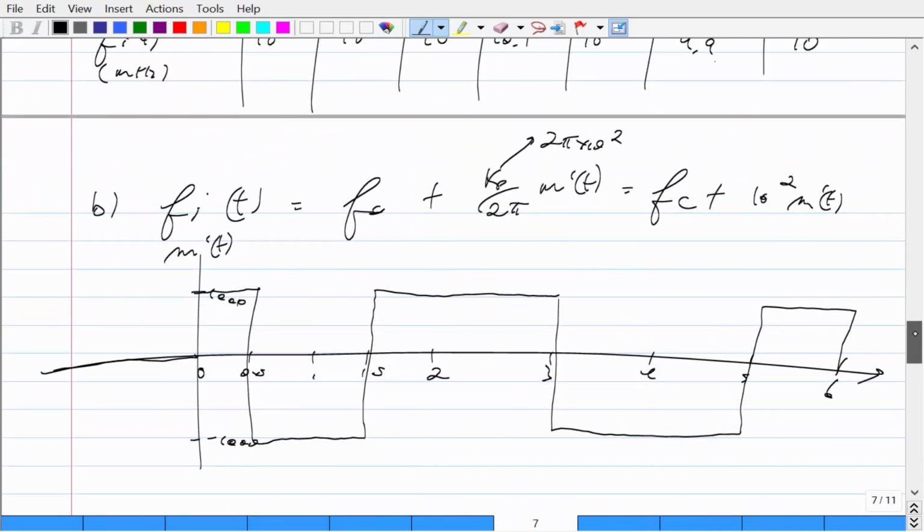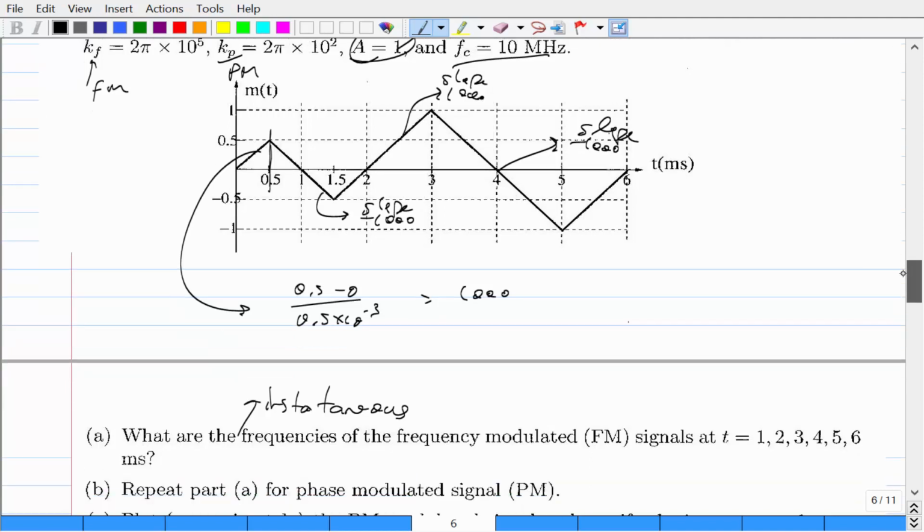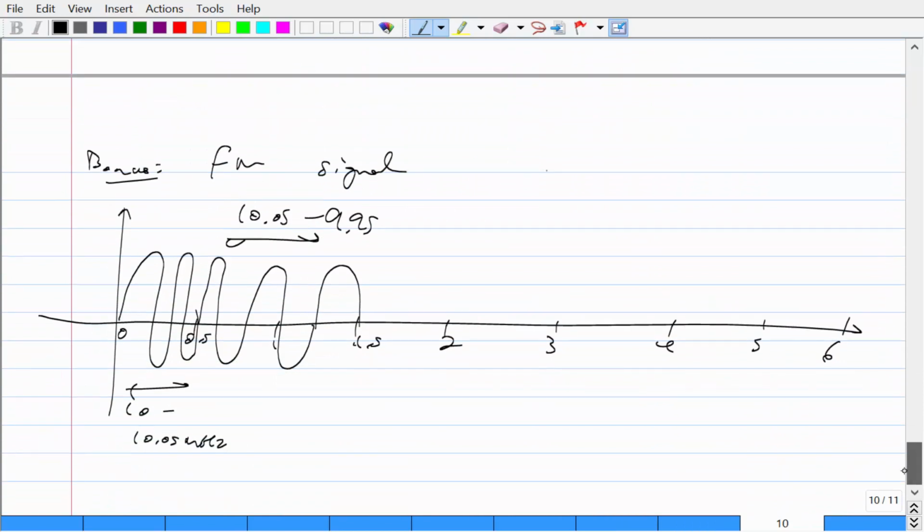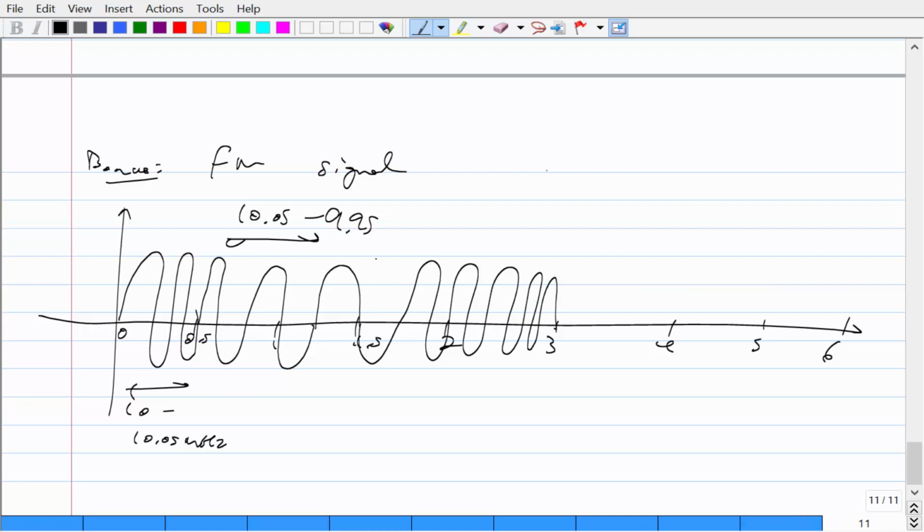And then between 1.5 and 3, it speeds up again, going from 9.95 here, going up by a slope of 1,000. So this goes from 9.95 back to 10.1, because there's a difference of 0.15 megahertz. So this will speed up, slow down, and speed up again like that. Between here and here is 9.95 megahertz to 10.1 megahertz.